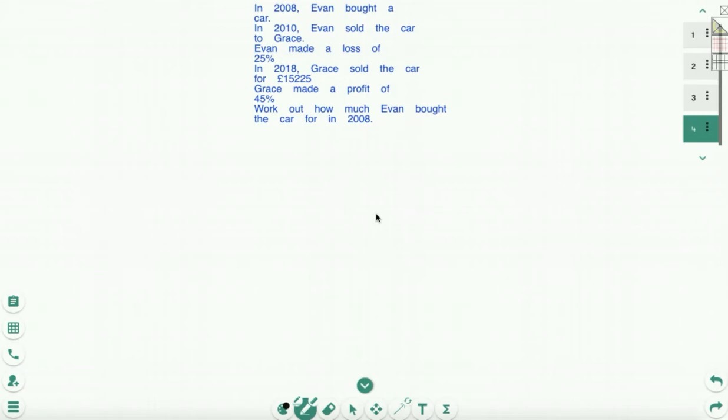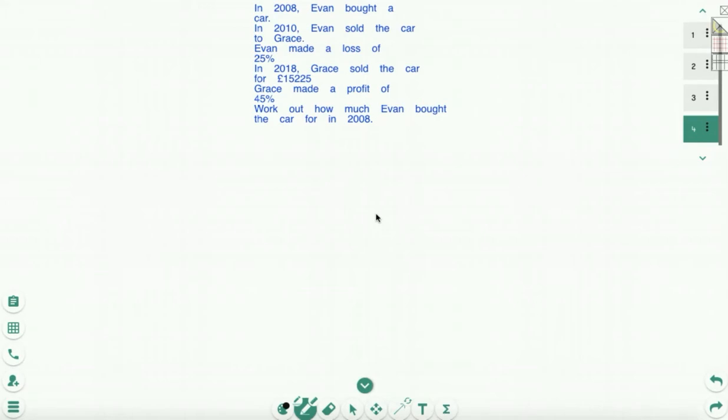Alright, guys. Final question. This one looks pretty long. Let's have a read through. In 2008, Evan bought a car. In 2010, Evan sold the car to Grace. Evan made a loss of 25%. In 2018, Grace sold the car for £15,225, and she made a profit of 45%. Work out how much Evan bought the car for in 2008.